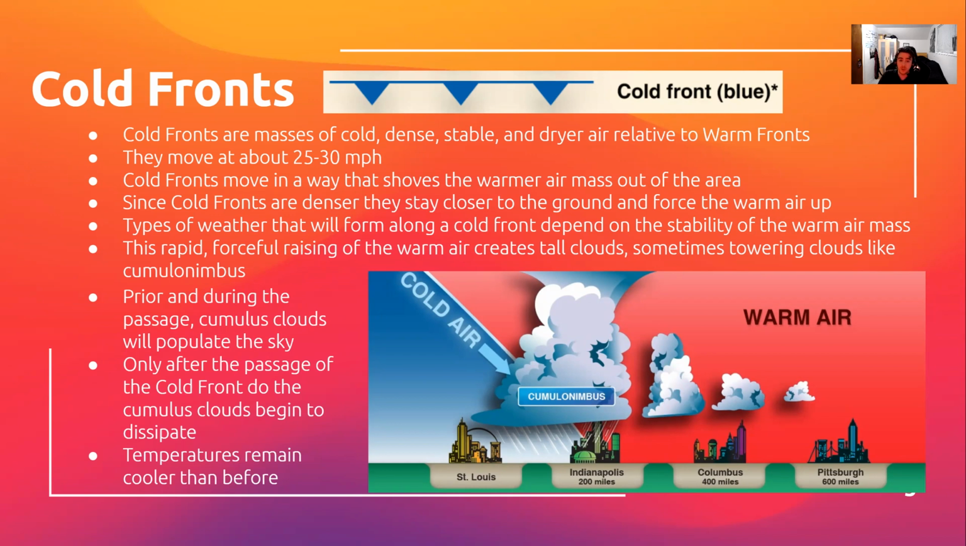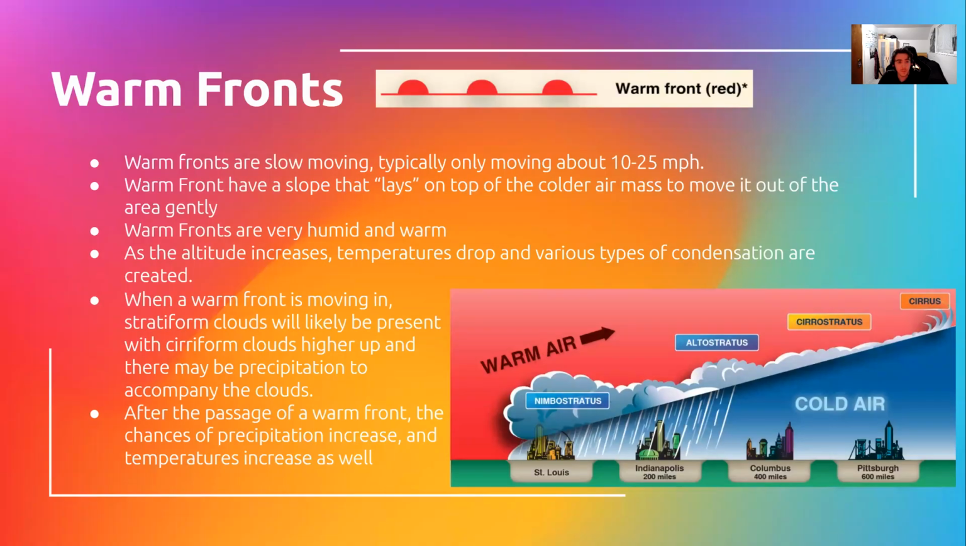Types of weather that will form along a cold front depend on the stability of the warm air mass that is being pushed away. This rapid, forceful raising of the warm air creates tall clouds, sometimes towering clouds like cumulonimbus. Prior to and during the passage, cumulus clouds will often populate the sky. Only after the passage of the cold front do cumulus clouds begin to dissipate, and temperatures will remain cooler than before when the warm air mass was in the area.